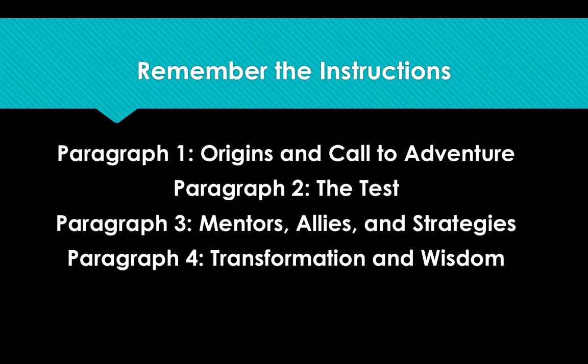The second paragraph should focus squarely on the test, or a challenge that you encountered after arriving in college. The third paragraph talks about how you moved through that challenge. It might name mentors, allies, and it will definitely describe strategies that you used. And then the fourth paragraph needs to talk only about the wisdom that you gained and how you were changed.